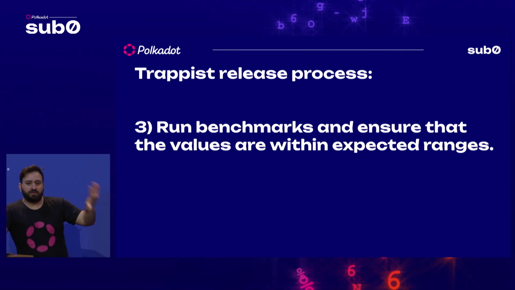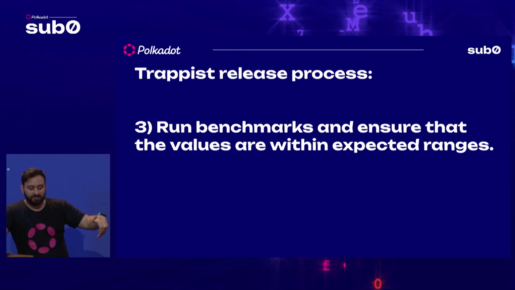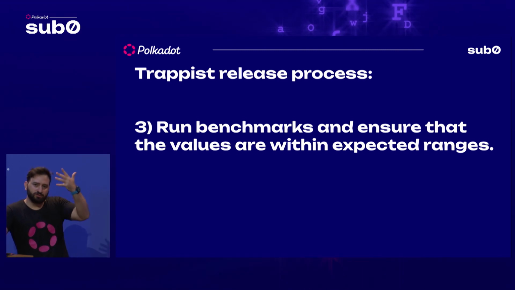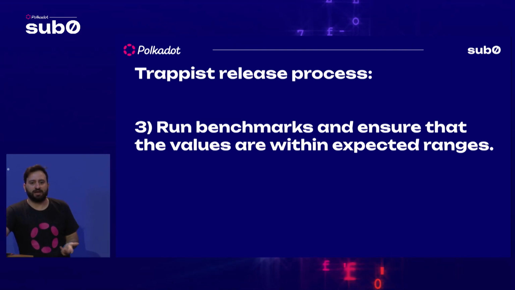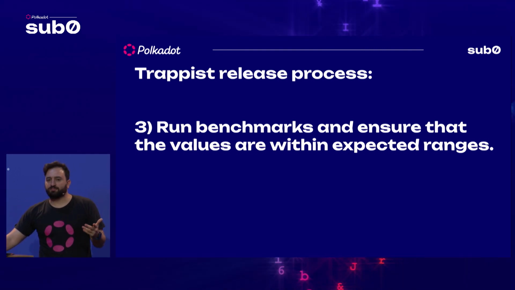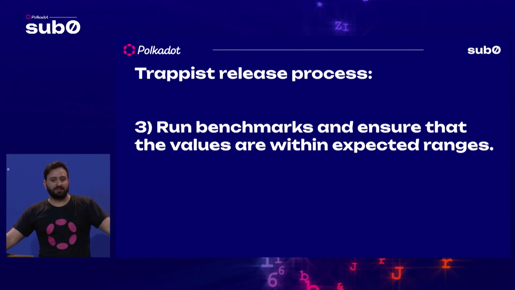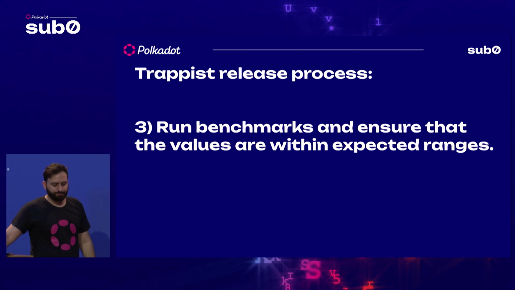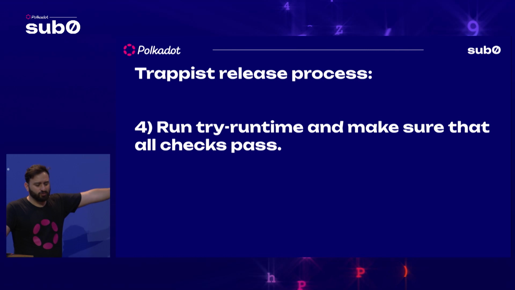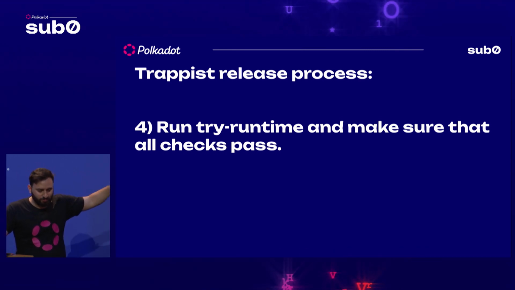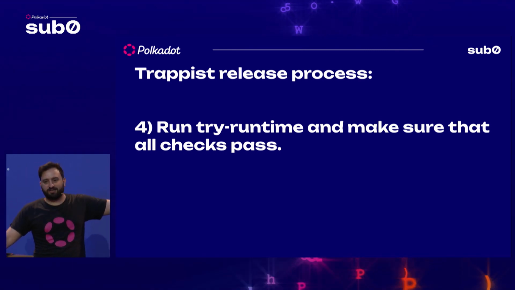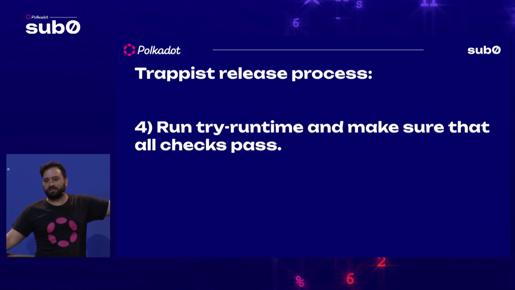Of course, once we have all that, we run the benchmarks, and we make sure the values match the expected ranges. Let's suppose you run the benchmark, and one extrinsic goes much higher than was expected. That can basically break your processes. This is super important, guys. Try-runtime, before you do the release.